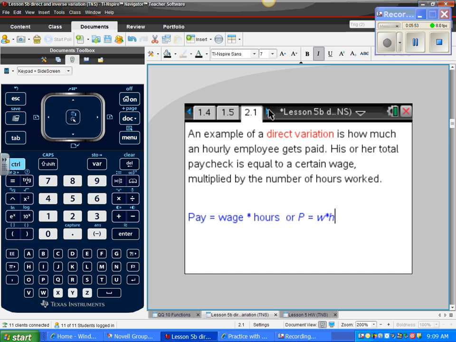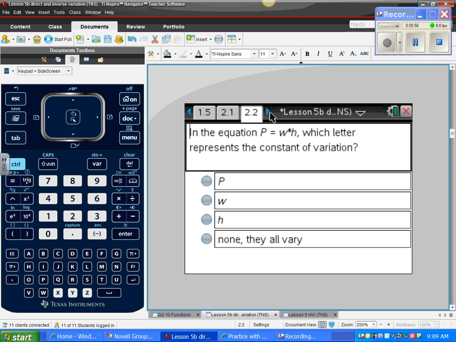Sorry, I should have been more specific. Okay, so P equals W times H. Which letter represents your constant of variation? Which thing there does not change? W, good. Your wage does not change. How much you earn per hour is your fixed value. Okay.